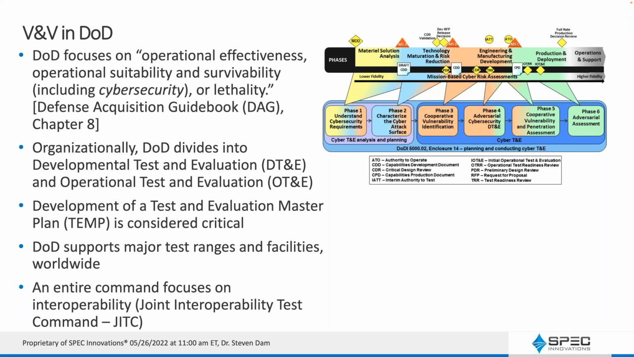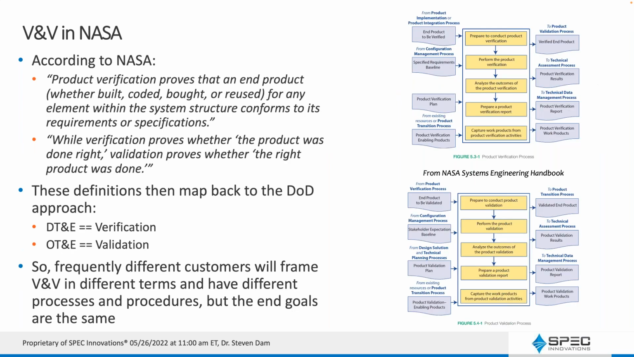There is also an entire command that focuses on interoperability testing, the JITC, the Joint Interoperability Test Command. Again, these are the kinds of things that go on in DoD and the way they look at it. But you go to another customer like NASA, and they look at it fairly differently. They use very different terminology. They talk about product verification processes and product validation processes, and here are some definitions from the NASA handbook about what they see those to be.